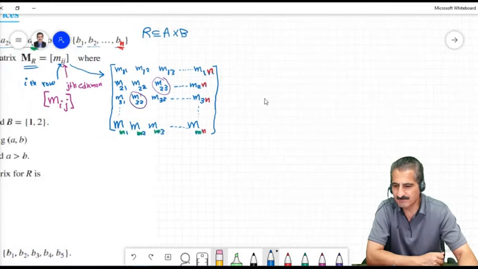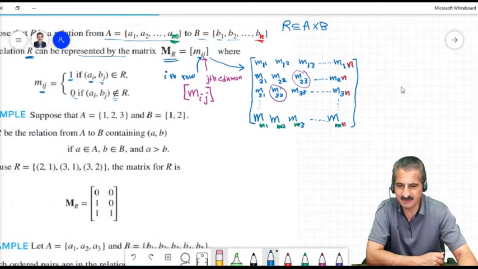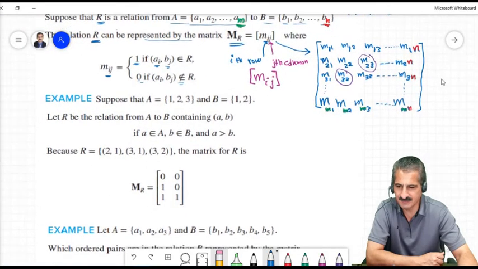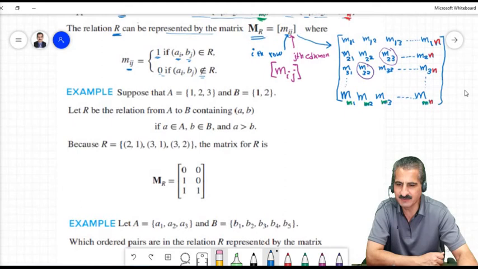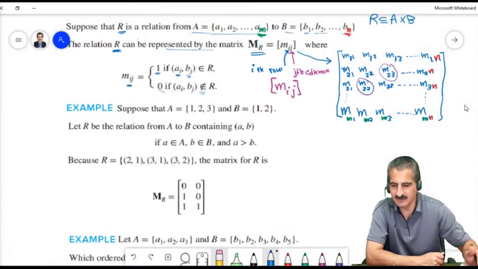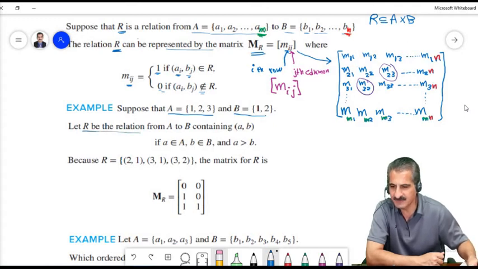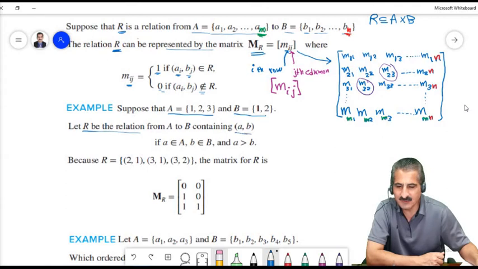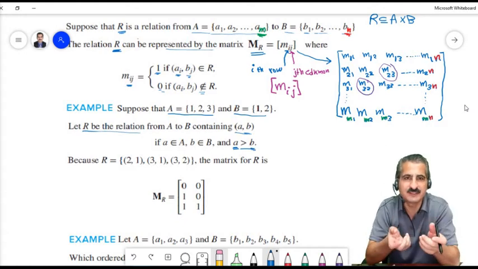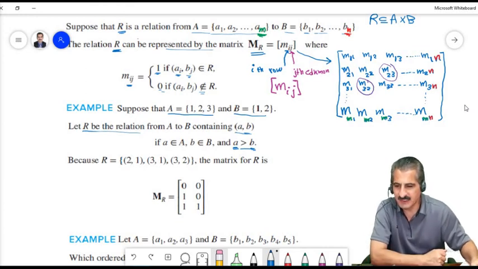Actually, we have an example that helps us to make it clear. Let's go for this example. It is better to do it through an example rather than to do it in general. Okay, now if we have the set A to be 1, 2, 3 and B 1, 2, and now the relation R from A to B contains the ordered pair (a, b) if a is greater than b. Okay, so a is related to b if a is greater than b, and small a comes from the set capital A, and small b comes from the set capital B.